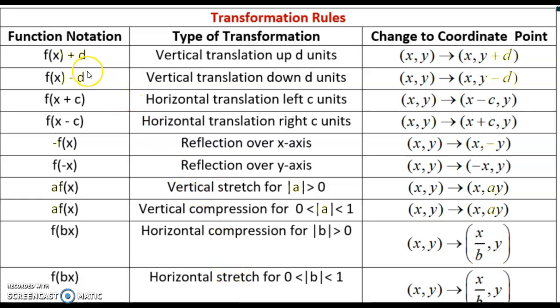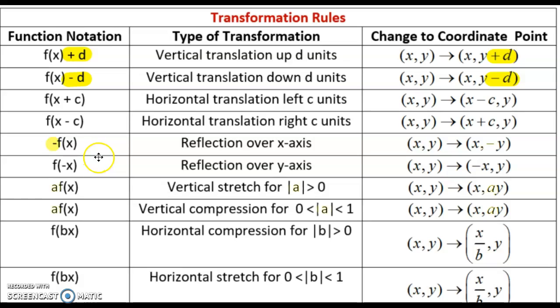So if you remember, adding a number outside parentheses or subtracting a number outside parentheses will translate our graph up or down that number of units. It is straightforward, and we literally just add or subtract our number, depending on what's happening in the equation, to our y coordinates. So the table of values that we created by using our unit circle, we can manipulate our y values or shift our graph up or down by adding or subtracting that number to the y coordinates.